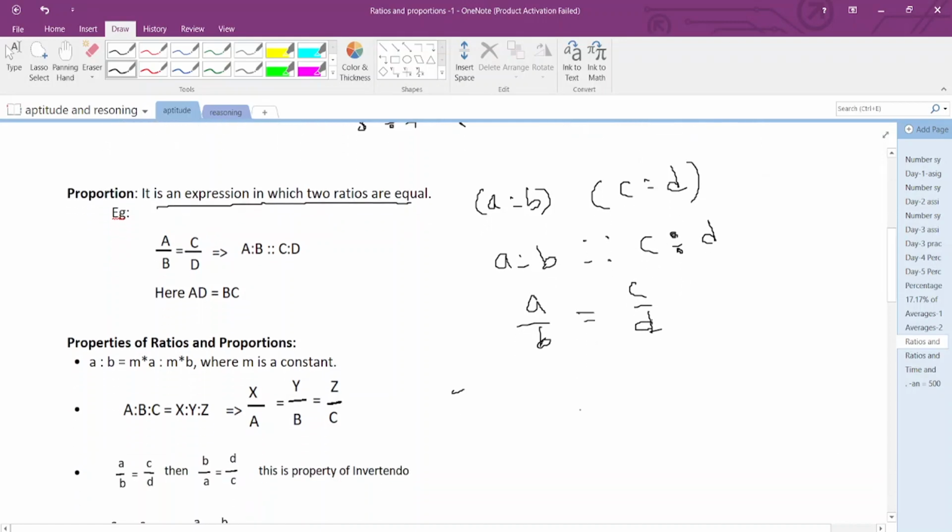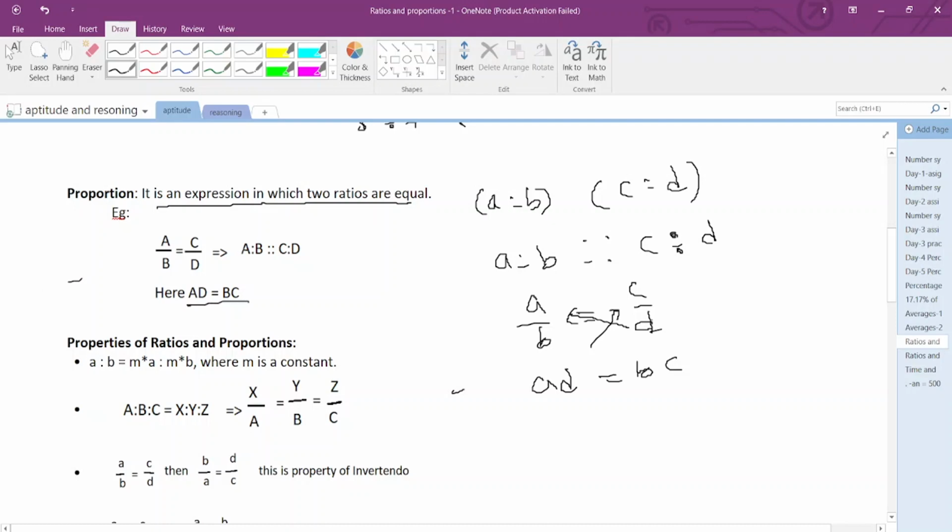When we make two ratios equal, what we get is called a proportion. So how can we write A by B equals C by D? Send D to one side and A to the other side with B. So you will get AD is equal to BC. Got it, right? So here I wrote AD is equal to BC.